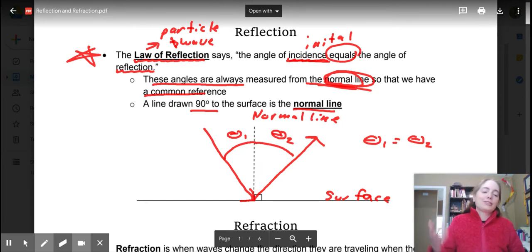We'll be coming back to talk more about reflection later when we start looking at mirrors. This is just our introduction to reflection, and we'll talk more about it later.